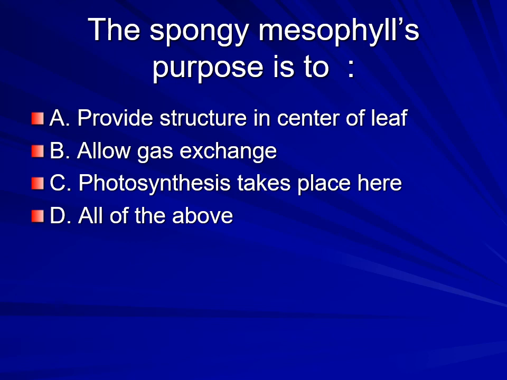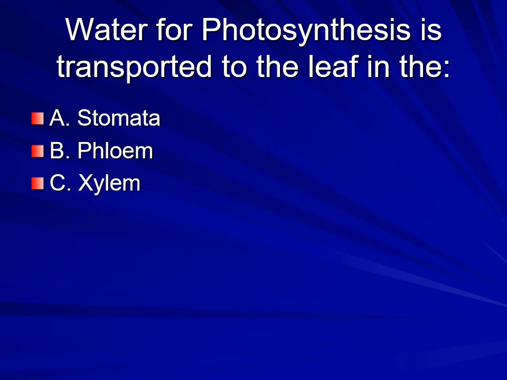D, all of the above. So yes, palisade cells provide structure for the leaf, but that doesn't mean spongy mesophyll doesn't either. So maybe that's a bit of a trick question. Water for photosynthesis is transported to the leaf in stomata, phloem, or xylem. Water for photosynthesis. Xylem.